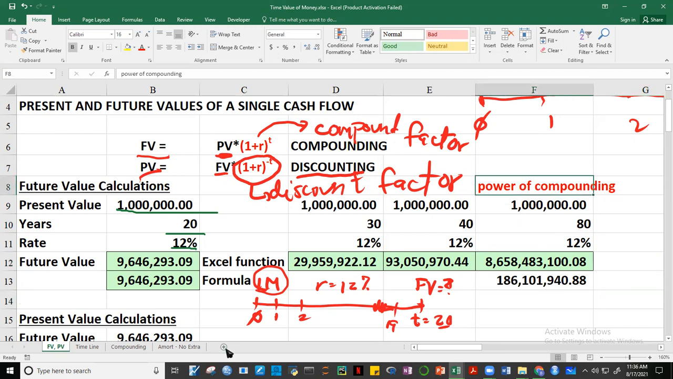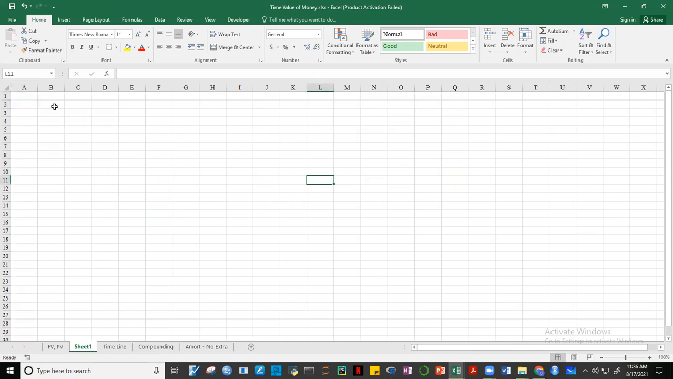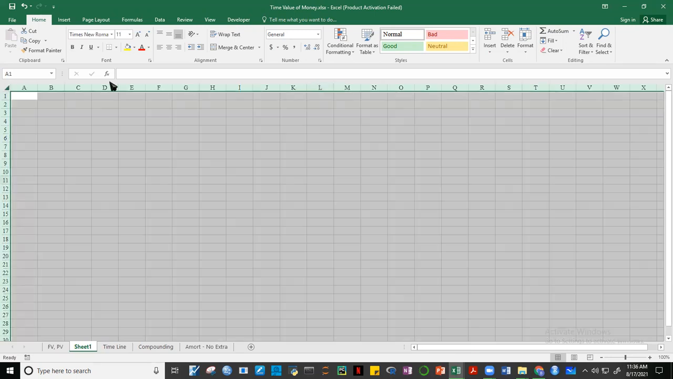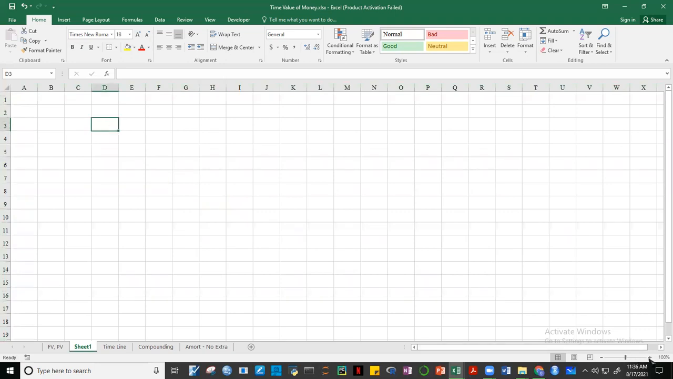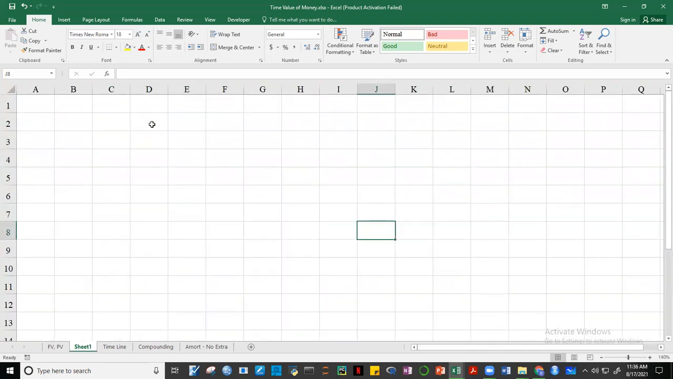Okay, tingnan lang natin dito, mag-insert tayo ng panibagong worksheet dito. Okay, so I'm going to lakihan ko lang yung font. Tapos lakihan ko lang din yung, okay, so let's assume, gawin natin 12% kanina.